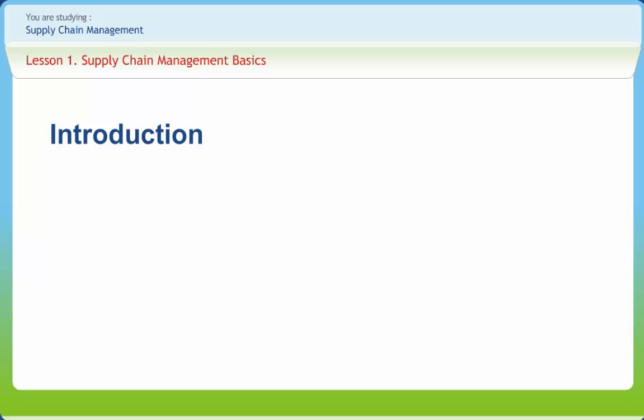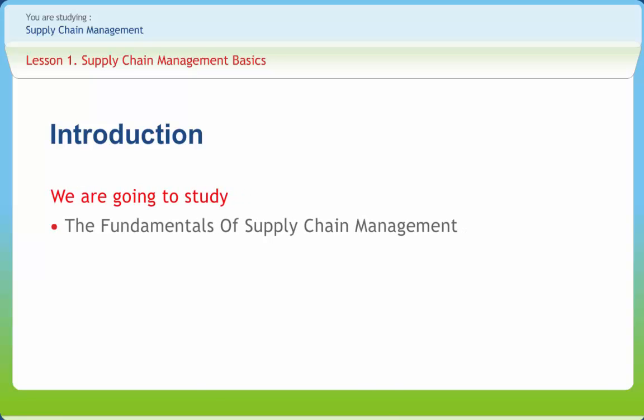Supply chain management is involved in the process of planning, implementing and controlling operations for serving customers as efficiently as possible. It encompasses all activities involved in sourcing, procurement, conversion, and logistics. In this lesson, we will cover all these basics as related to supply chain management.